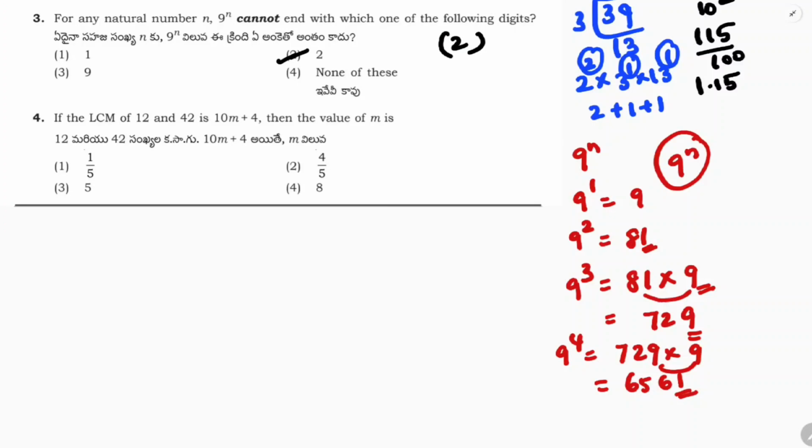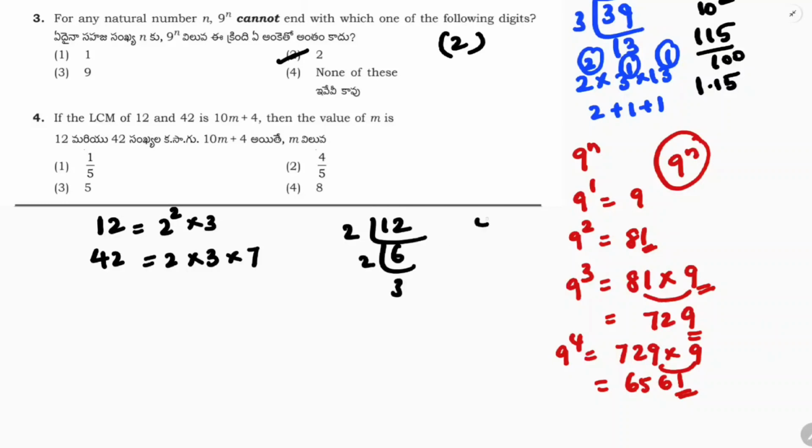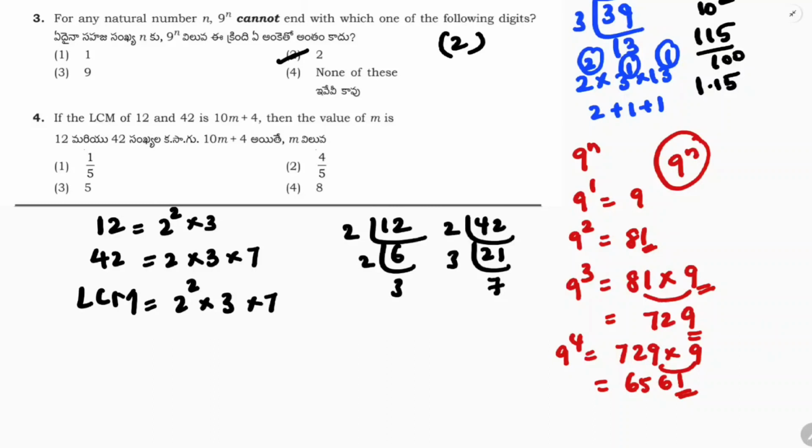Next, the LCM of 12 and 42. 12 is 2 square into 3. 42 is 2 into 3 into 7. Now for the LCM, the definition is the product of prime factors with the highest power. So 2 square into 3 into 7: 4 into 3 is 12, 12 into 7 is 84.